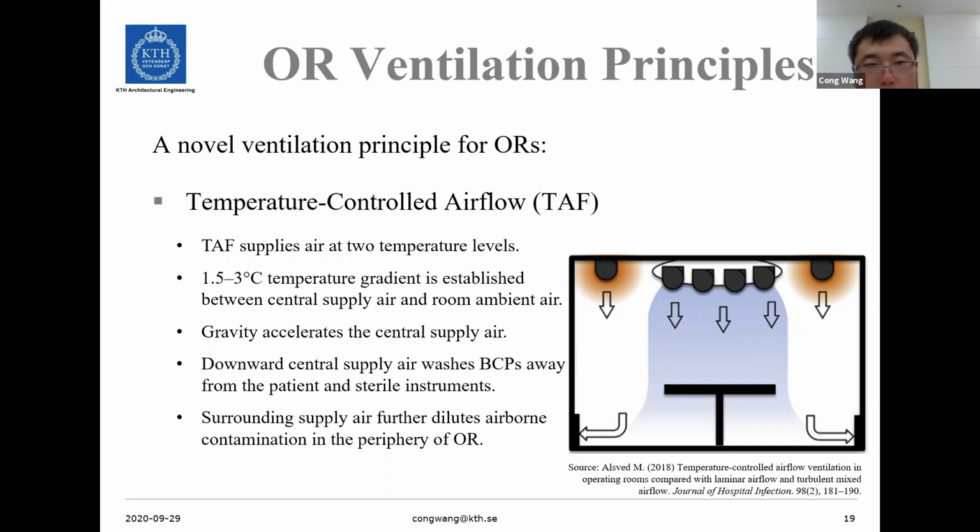And at the central diffusers, a 1.5 to 3 degree temperature gradient is established by supplying slightly cold air from the central diffuser. Because of gravity, the air will be accelerated and goes downward. The velocity of the air will reach a maximum speed at the breathing level. Therefore, this downward air will wash away the bacteria-carrying particles from the patient and from the sterile instruments.